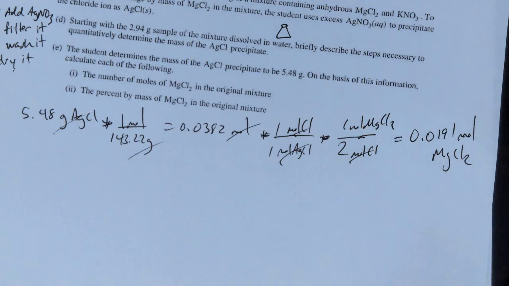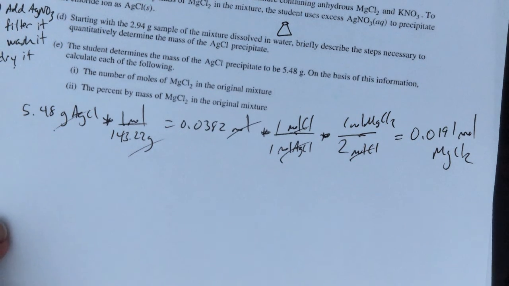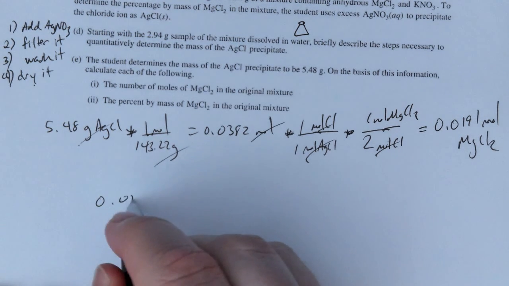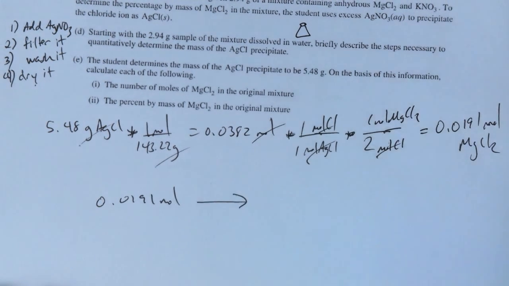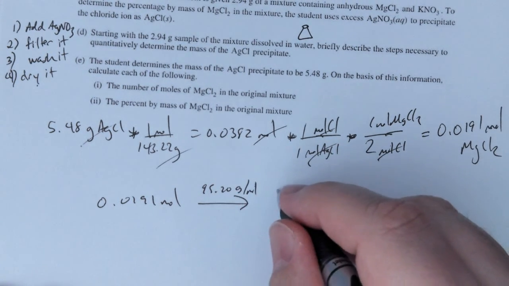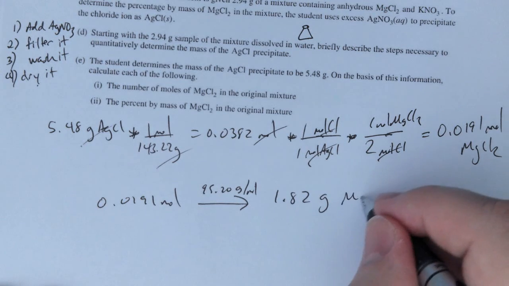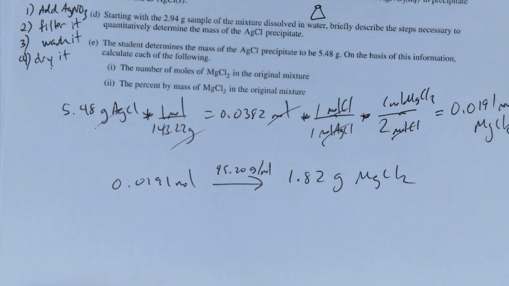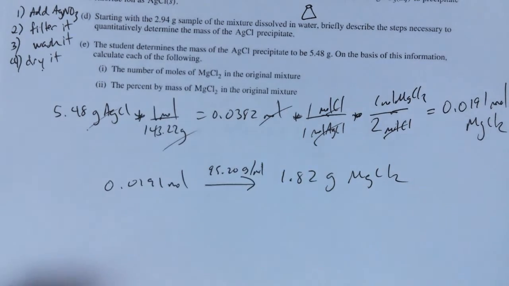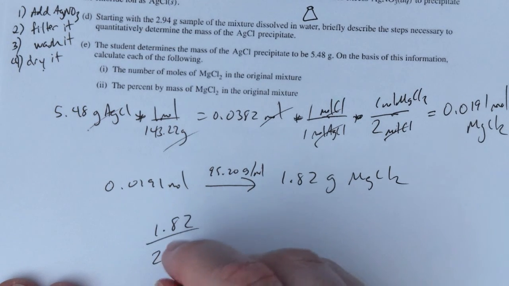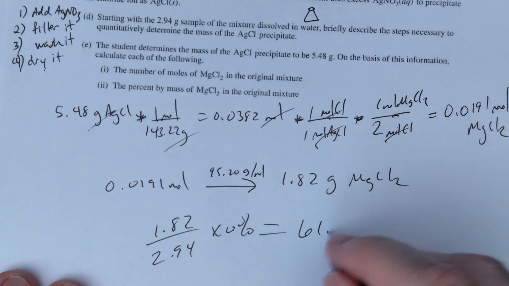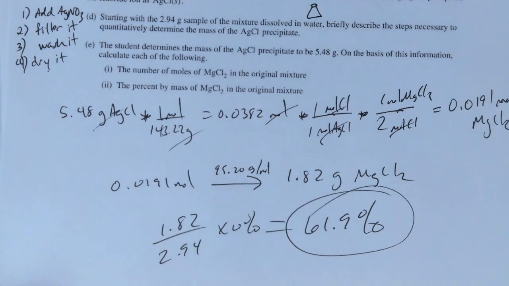And then part 2, the final thing here says the percent of mass of MgCl2 in the original mixture. So we need to convert this 0.0191 moles. So I'm tired of doing conversions. 95.2 grams per mole. That comes out to be 1.82 grams of MgCl2. Okay, so let me refer you to the problem statement. There was 2.94 grams originally. So we're just going to convert that into a percent, 61.9%.